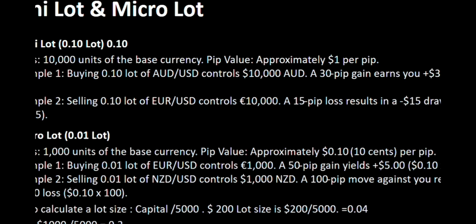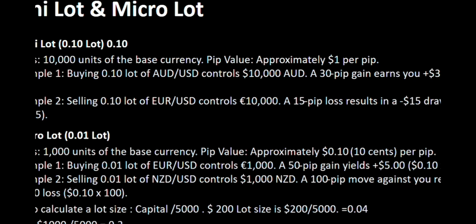Now, another one is, you remember we have three major types of lot size. We have three major types of lot size. The first one is standard lot size. The second one is mini or micro lot size.